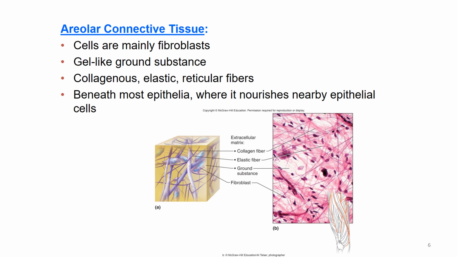For areolar connective tissue, the main cell type are the fibroblasts. The ground substance is more gelatin-like. This tissue has all the different types of fibers in it. Then know that the location for this tissue is beneath, meaning deep, to epithelial tissues.